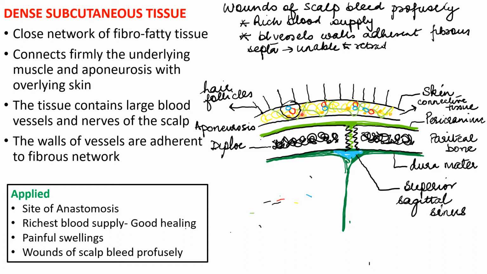That is because, number one, the fibrous septa which are running between the skin and the underlying aponeurosis make this layer unyielding, and inflammation or any space occupying lesion tends to irritate these nerves, a large number of which are present in the scalp. So these nerves get irritated, and this results in painful swellings in case of inflammation of this particular area.